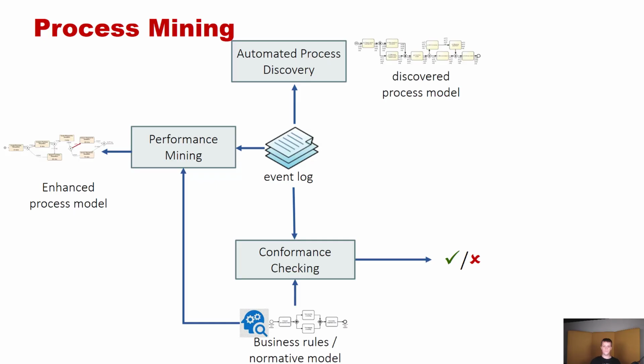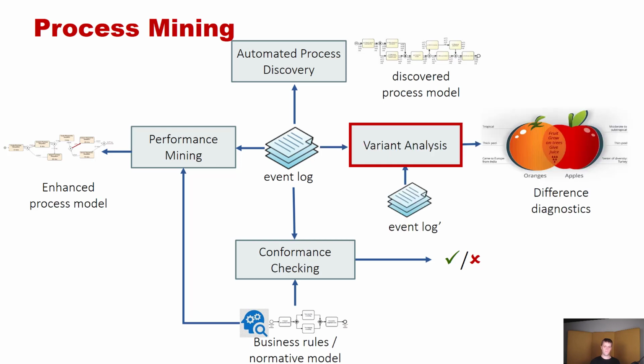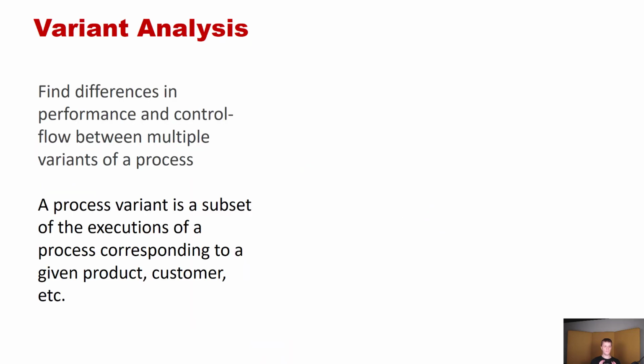So as already hinted at multiple times, there is one piece missing from this picture, and that is variant analysis. Variant analysis takes at least 2 event logs of the same process, and is used to get an understanding of the differences between those 2 event logs. So the purpose of variant analysis is to find differences in performance and control flow between multiple variants of a process. A process variant, in this case, is a subset of the executions of a process corresponding to a given product, customer, and so on.